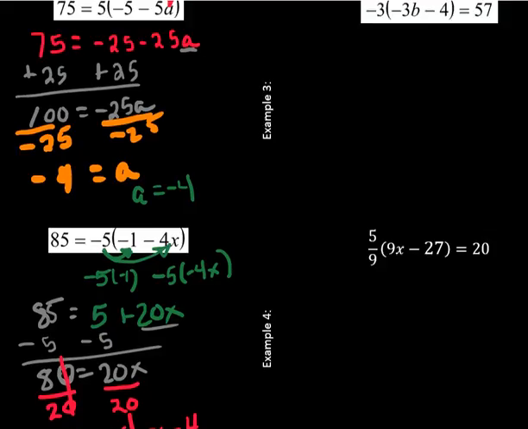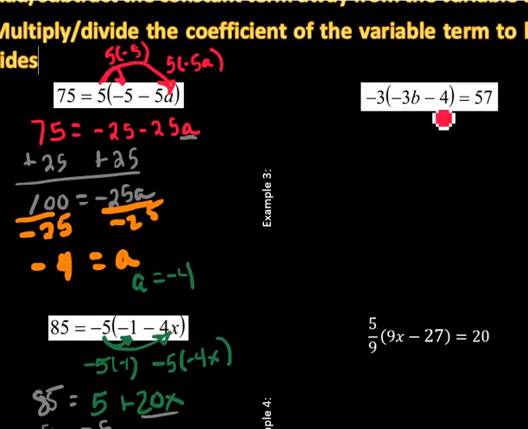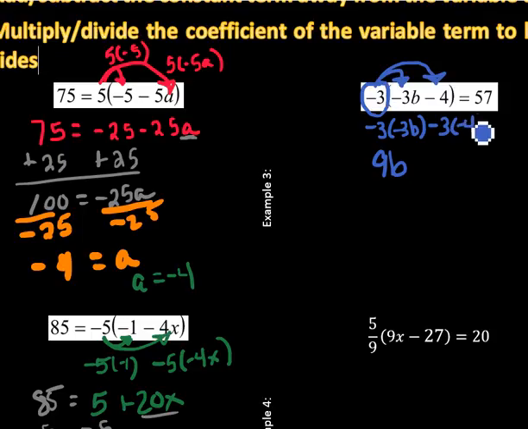All right, let's take a look at our third example. Okay, now we see the sides have changed and our distribution is over on the left side. That doesn't matter. It's still the same process. We're going to take our outside part, negative 3, and distribute it to each thing on the inside. So negative 3 times negative 3b is positive 9b. Negative 3 times negative 4 is positive 12 equals 57. The next step, here's our variable term, so we're going to minus 12.